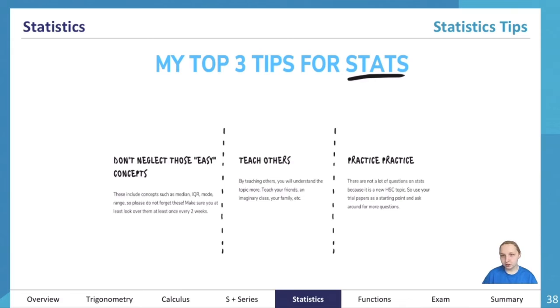So do some revision on the median. How do you find the interquartile range? How do you find the mode? How do you find the range? Look over them, I would say at least every 2 weeks, just so you don't forget about them.